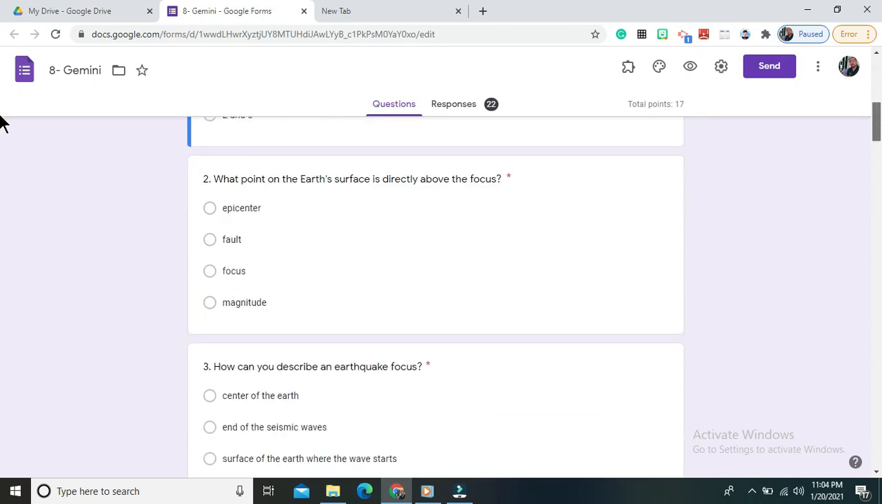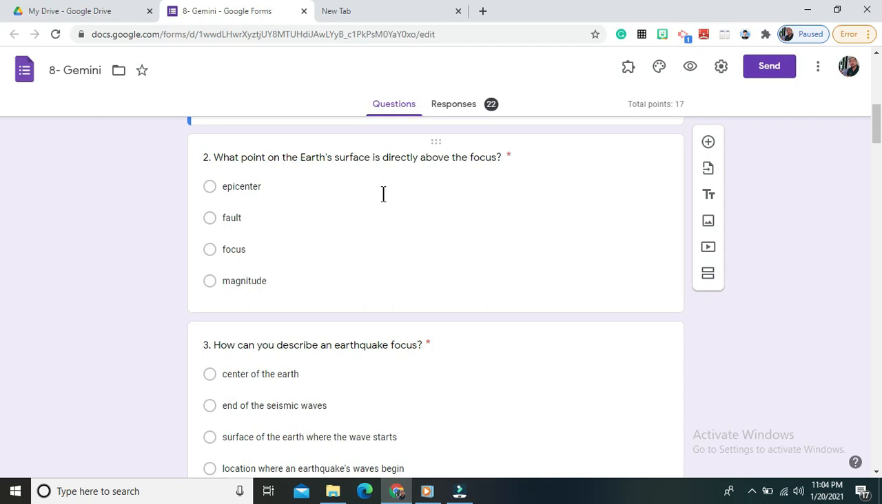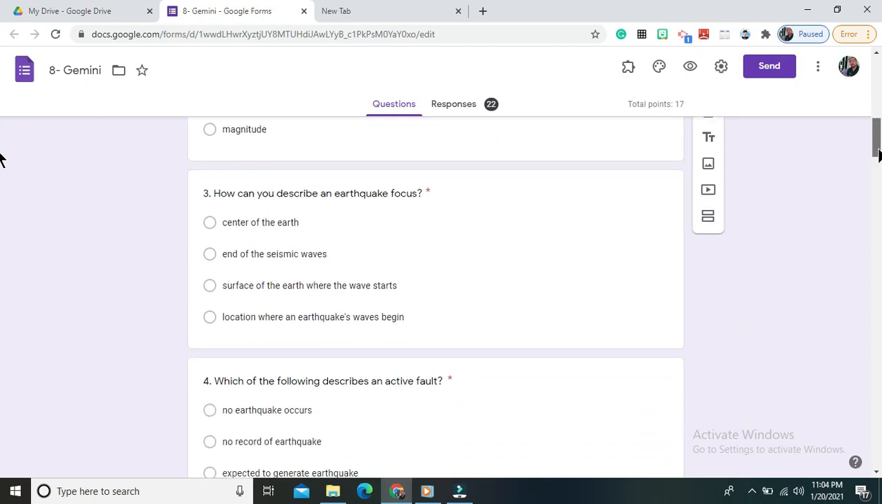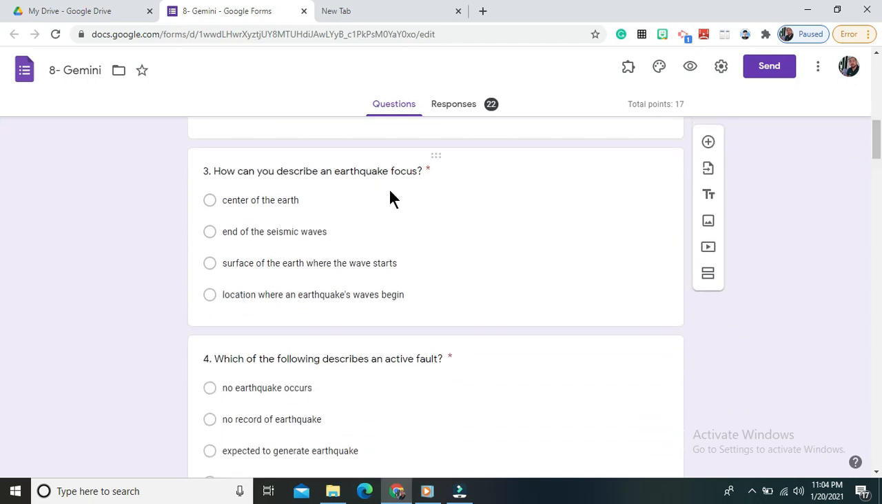Question number 2. What point on Earth's surface is directly above the focus? The correct answer is epicenter. Question number 3. How can you describe an earthquake focus? The correct answer is location where an earthquake waves begin.